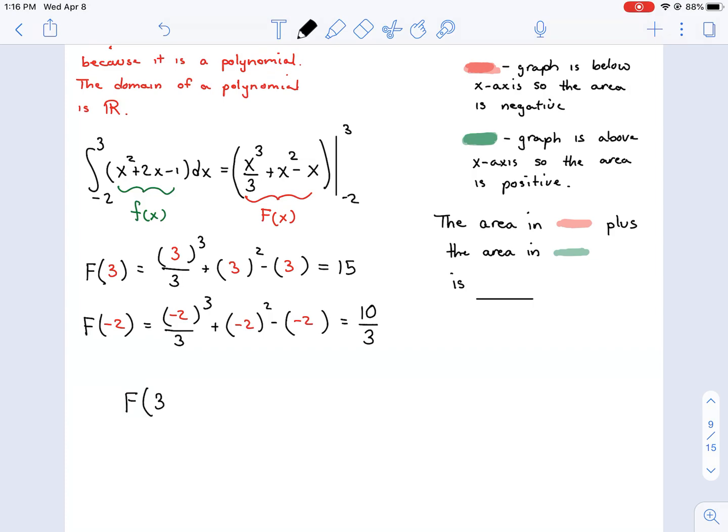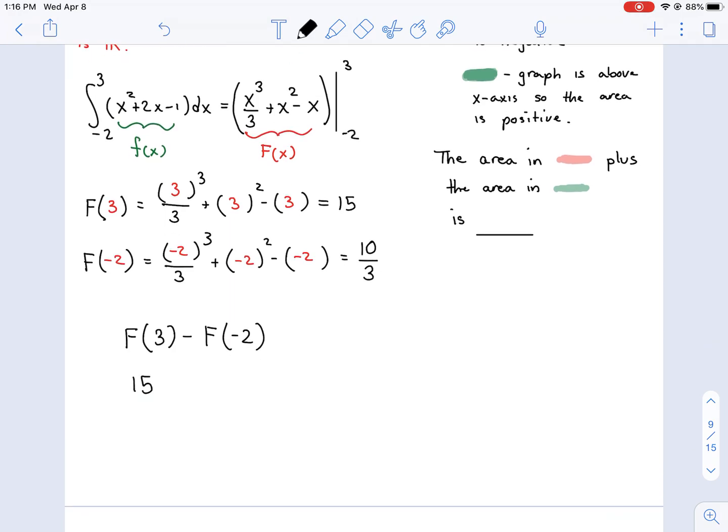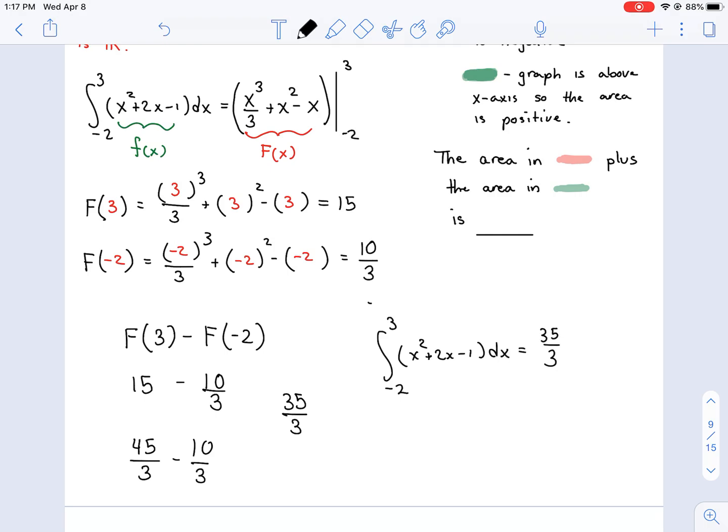Finally, we're going to subtract capital F of 3 minus capital F of -2. That's equal to 15 minus 10/3. And if you rewrite that, that is 45/3 minus 10/3. So the final value is 35/3. So the value of this definite integral is 35/3.